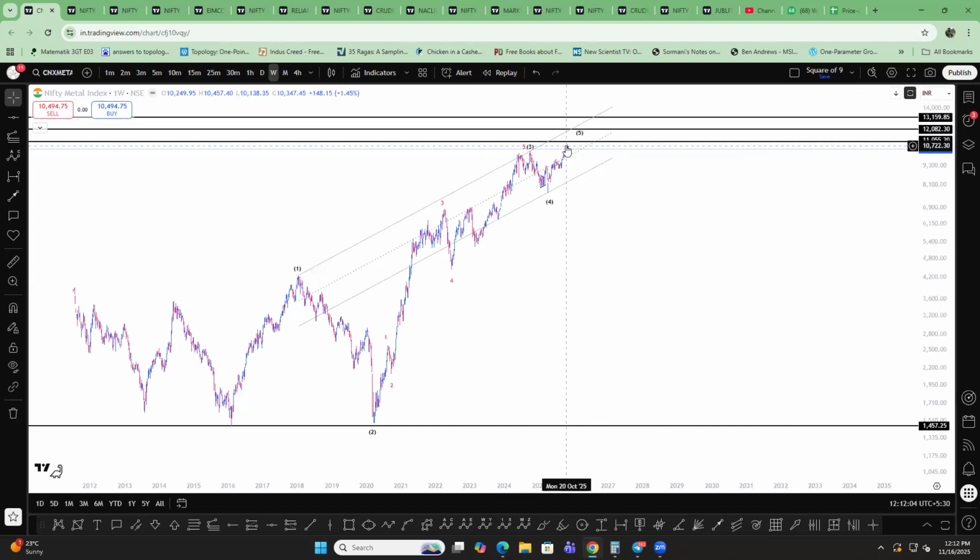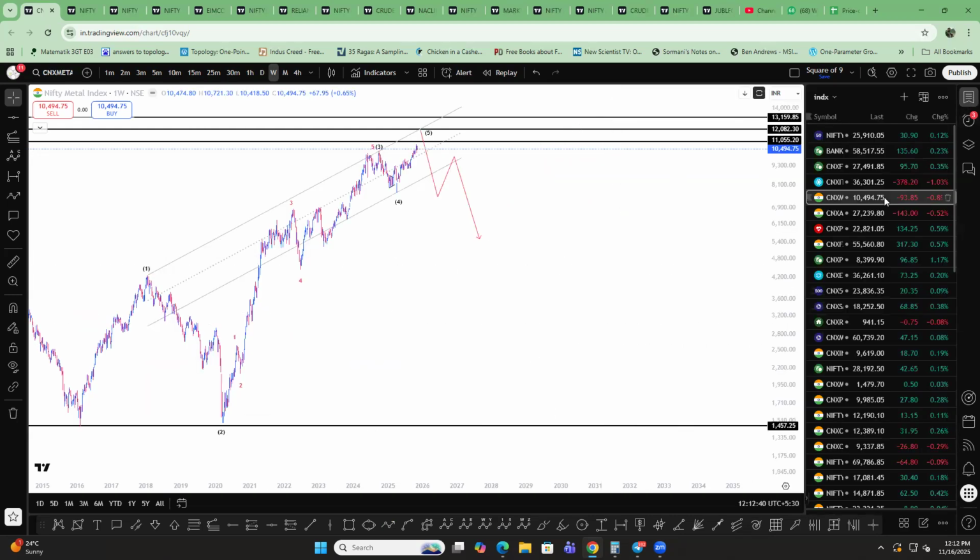So again, you see that we are in the final leg of the euphoria, right? And we have already noted that after 1, 2, 3, 4, 5, a bigger A, B, C decline will follow. So this is the best area to invest in SIP mode. Okay. So this is the best area to book your profits. That is what Elliott wave teaches us. Okay. So this is the metal index.